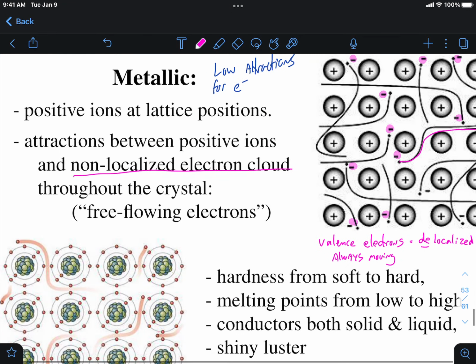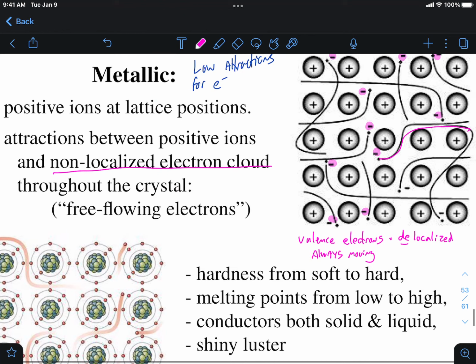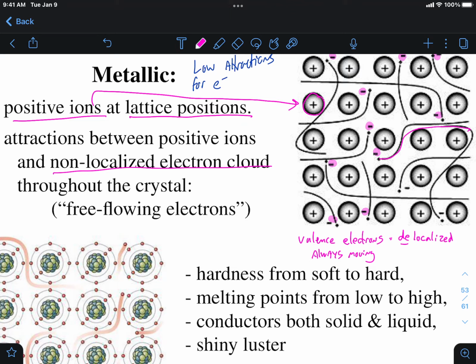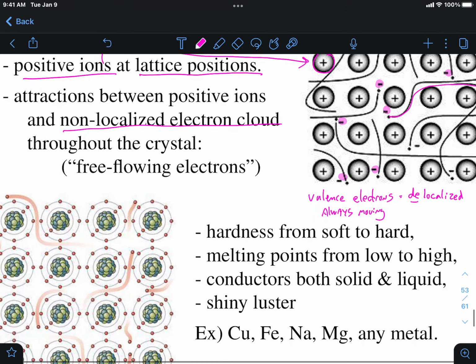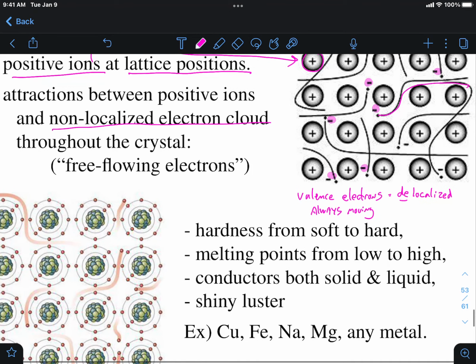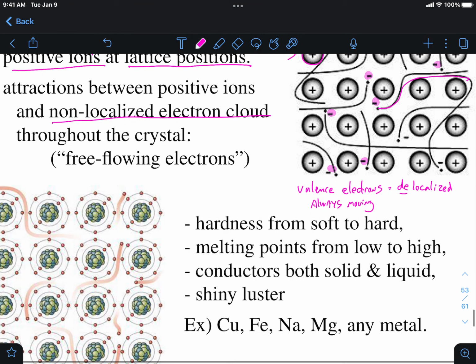Okay, so at the lattice positions, you see there are positive ions. The reason why they're positive ions is because their valence electron has been removed. Where did their valence electron go? They're moving around. So each one of these is a positive ion, and the electrons are flowing throughout. So, because the electrons are moving, that causes one of metal's most primary characteristics.